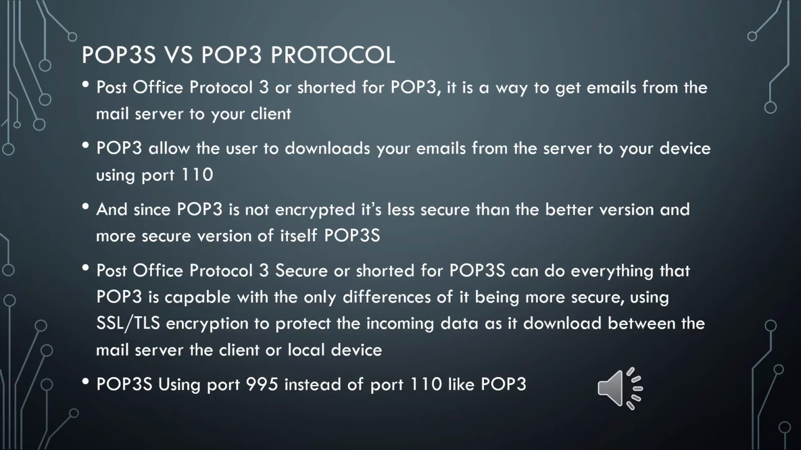POP3 stands for Post Office Protocol 3, and it's used to retrieve emails from a mail server to a local device. The main issue with standard POP3 is that it uses port 110 and does not encrypt data, which leaves email vulnerable. POP3S, POP3 Secure, solves this by adding SSL or TLS encryption. It performs the same function, downloading email, but does so over port 995, ensuring that your email and login credentials are protected as they travel from the server to the client.